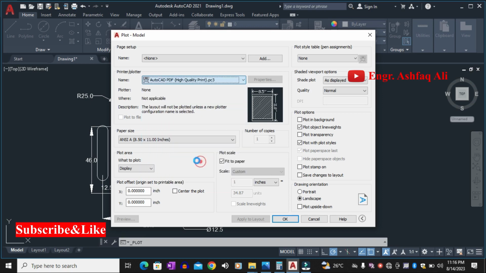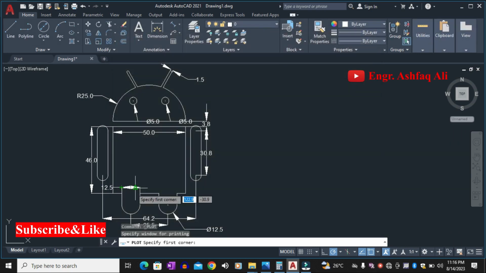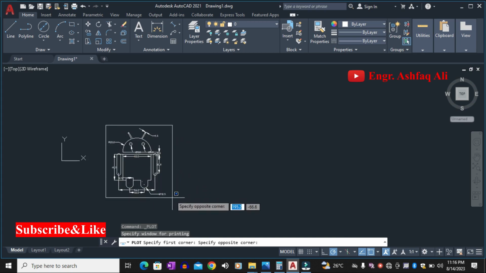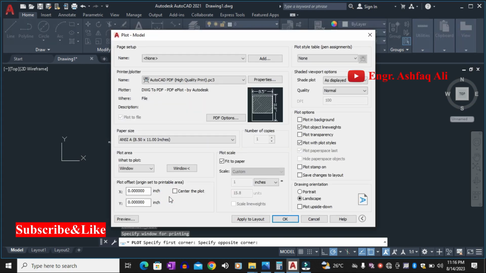So now I am going to take a printout. I have selected, go to select window, sketch a window across your figure as shown. Center the plot and OK, press enter OK.